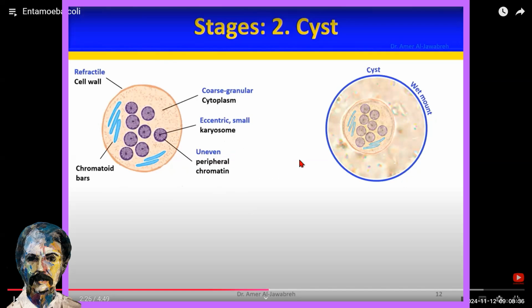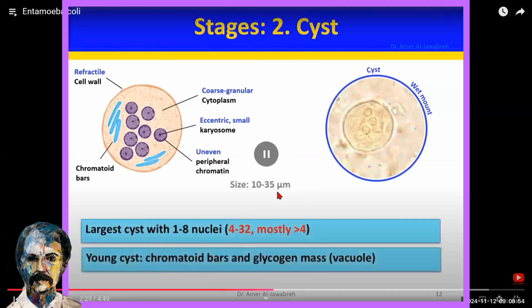Look at this here. 1, 2, 3, 4, 5, 6. And it has a halo around. If you look here, there's a halo, a reflection of light because of the hard shell of the cyst. Size 10 to 35. Trophozoite 10 to 50. This one 10 to 35. Largest cyst of all, and largest trophozoite of all amoebas.